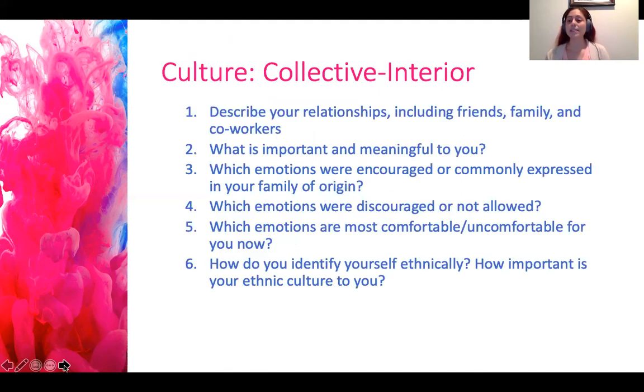All right, next section is the culture collective interior. So here we are getting a bit more external now, okay? There are some Likert type scale questions in this about comfort in social situations, religion, relationship satisfaction, and so on. And these are pretty straightforward. You basically just circle from 1 to 7 based on what the client expresses. So I'm not going to go over those.